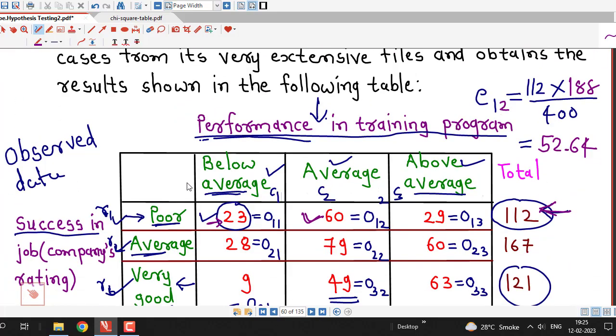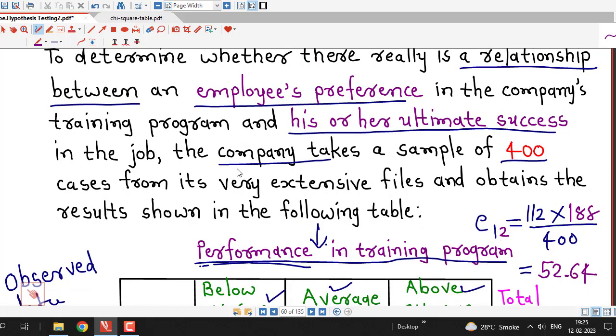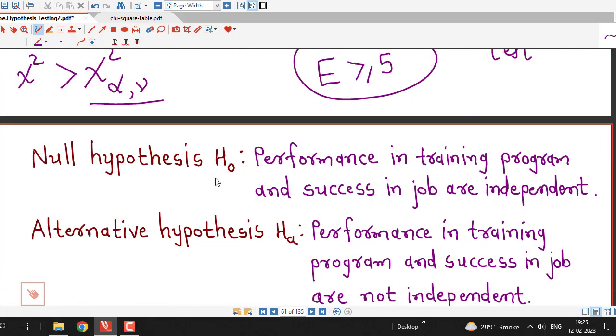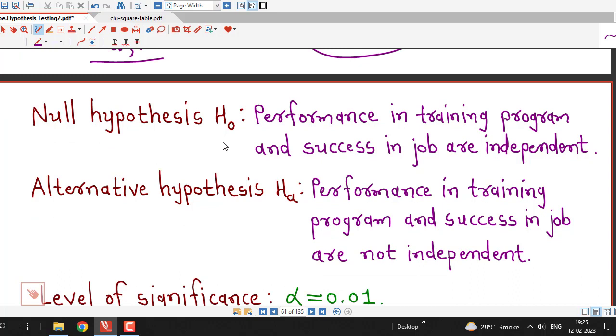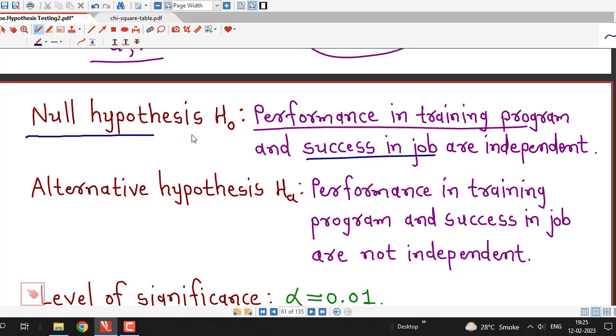I have written all the necessary details for writing the solution of this example. Here you can see I start with the null hypothesis. We have two variables, performance in training program and success in job. Null hypothesis is always that the given two categorical variables are independent. Here the two variables are performance in training program and success in job, and they are independent. We assume that the null hypothesis is correct.